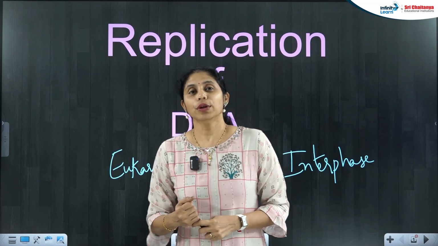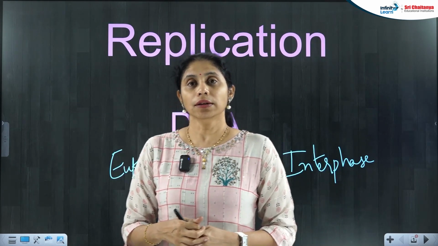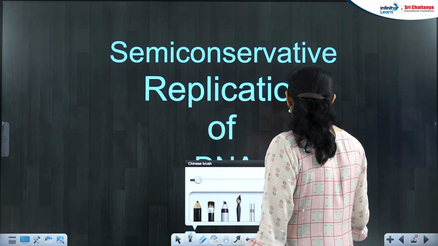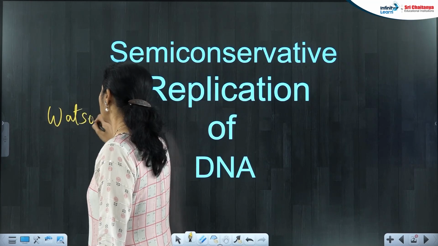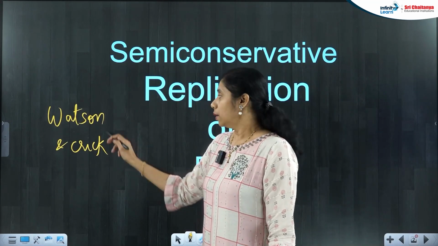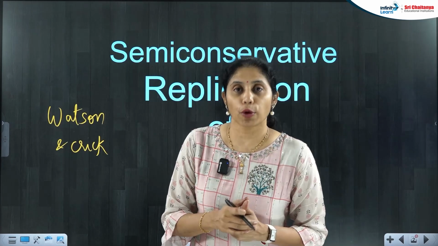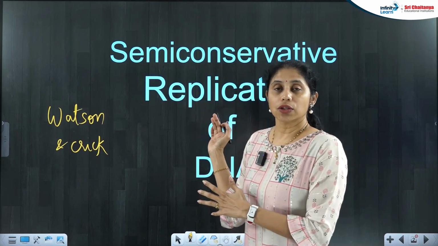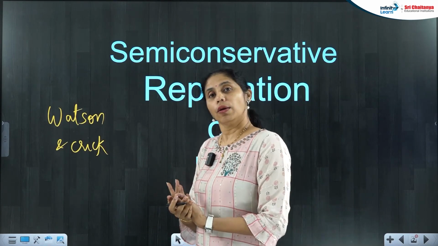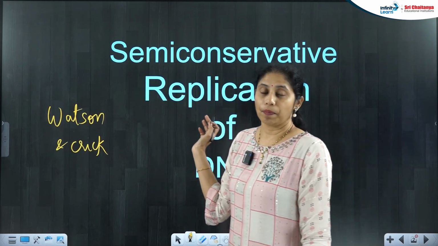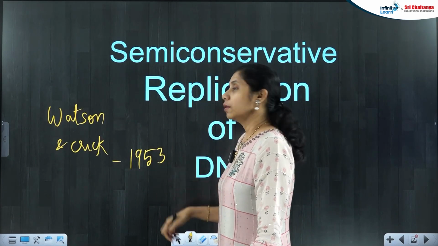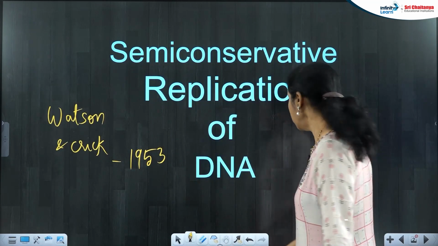Which is of semi-conservative type. Do you remember who discovered the double helical structure of DNA? It is Watson and Crick. The same two scientists who gave the double helical model of DNA suggested that a particular type of replication is happening in the DNA. The name of that replication is semi-conservative replication of DNA. When they gave the double helical model, they said clearly that semi-conservative replication of DNA is going to happen. And in your NCERT, one quotation is there which was given by Watson and Crick in the year 1953.